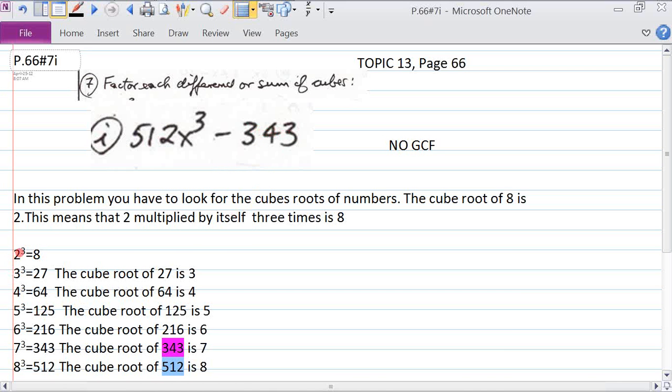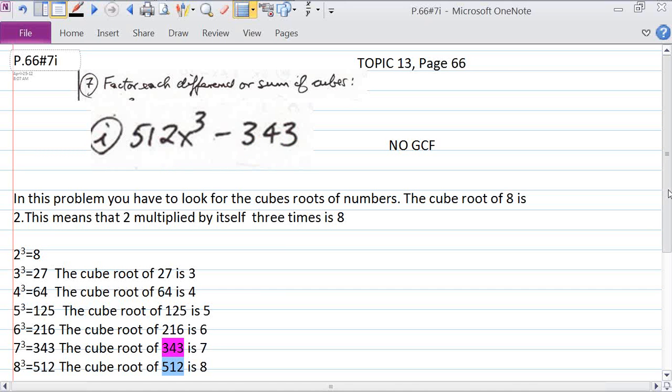Well, let's just go over this. We know that 2 cubed is 8. 3 times 3 times 3 is 27. 4 times 4 times 4, which is 4 cubed, gives you 64. 5 times 5 is 25, and 25 times 5 is 125, so 5 cubed is this. 6 cubed is 216. 7 cubed is 343, right there. And 8 cubed, 8 multiplied by itself 3 times, is 512.